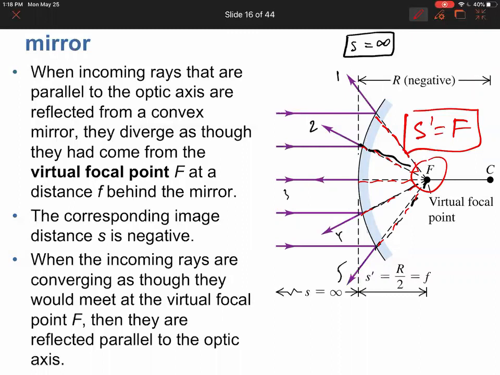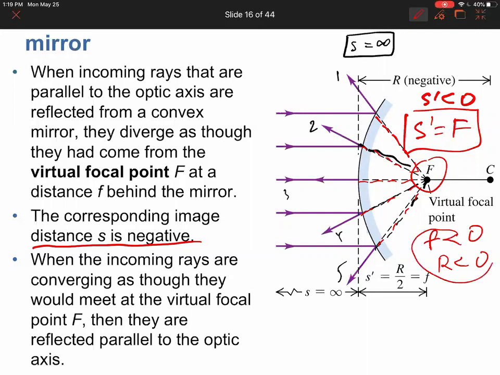But remember one thing. Focal length, right? The focal point, the way it's oriented here, is in the back of the mirror. That means focal length is negative for the convex mirror. Radius is negative for the convex mirror. And we're saying s prime equals f. That means s prime is also negative for the convex mirror. Okay? So that's why the distance is negative, because focal length and radius for this convex mirror are negative.